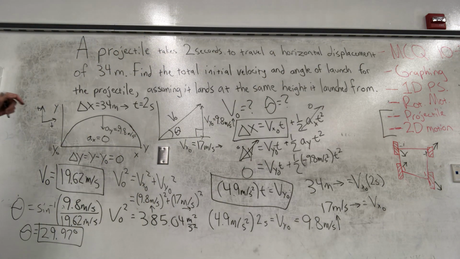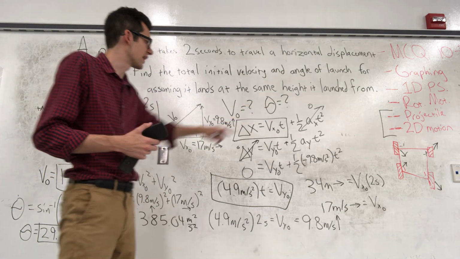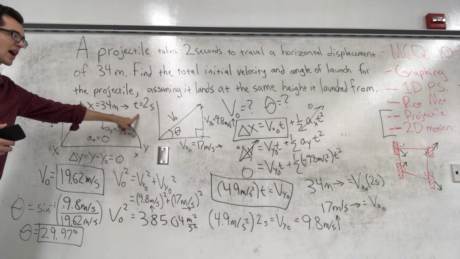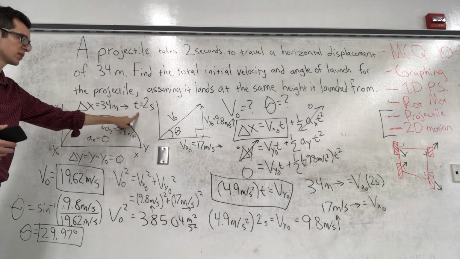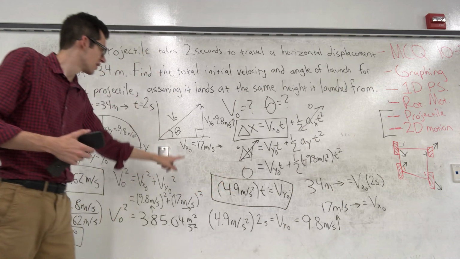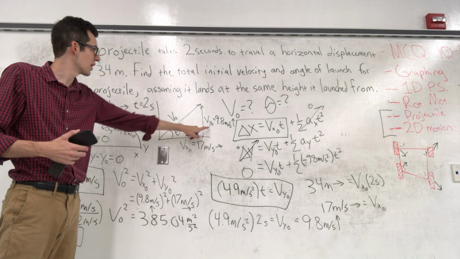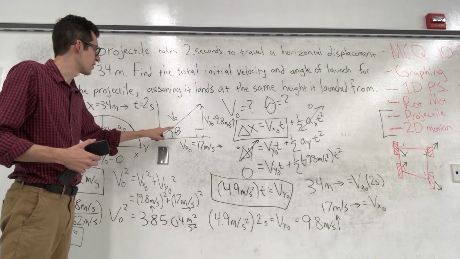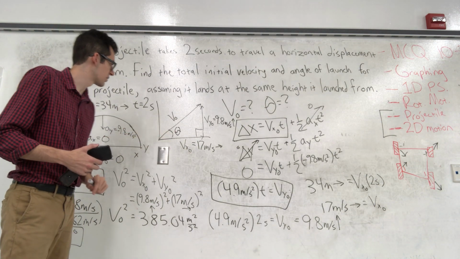So just like we worked from V initial and theta and got to the endpoint of horizontal displacement and time, we can also start with horizontal displacement and time, use our equations of motion to find Vx0 and Vy0, and then use Pythagorean theorem and inverse trigonometry to get V0 and theta.